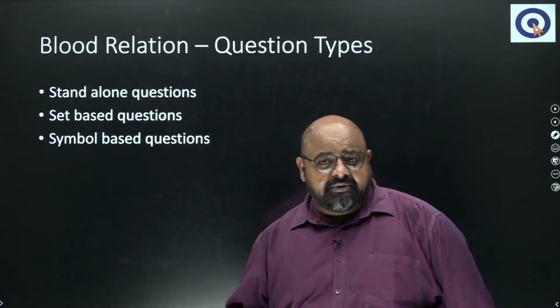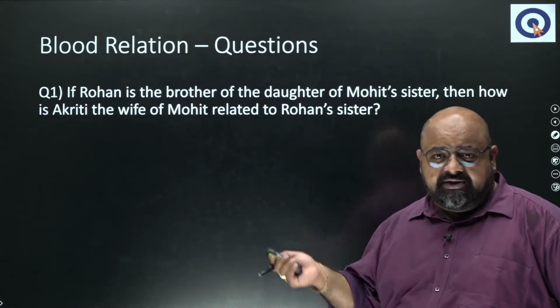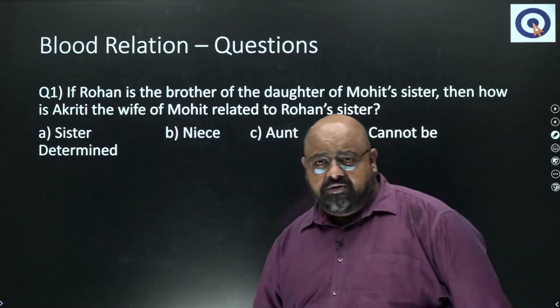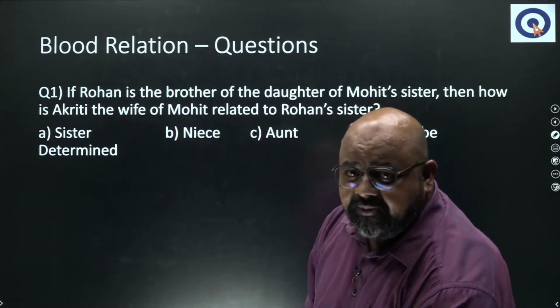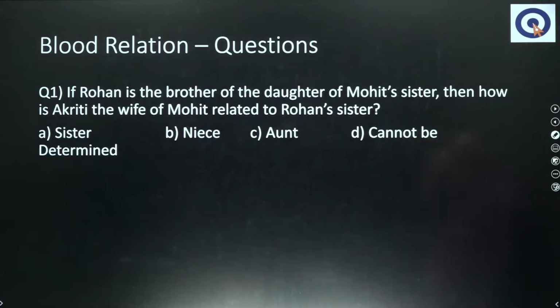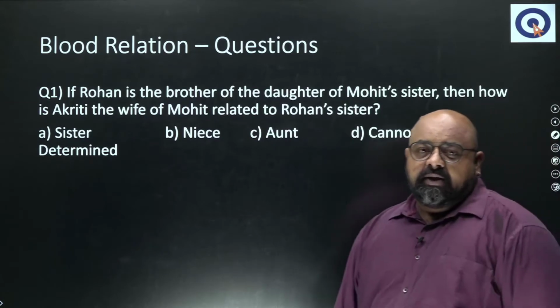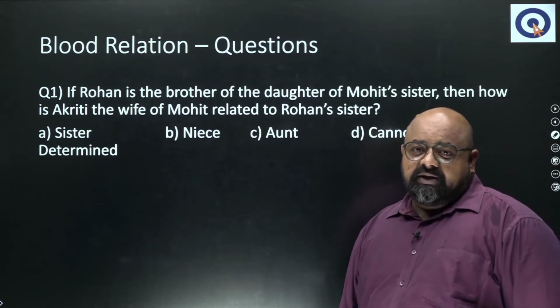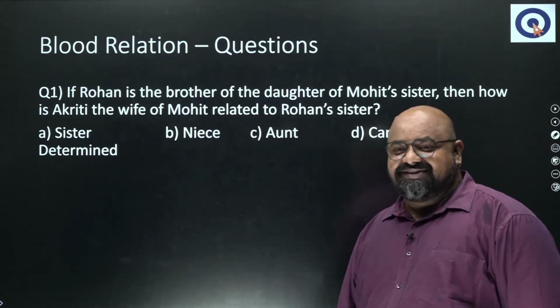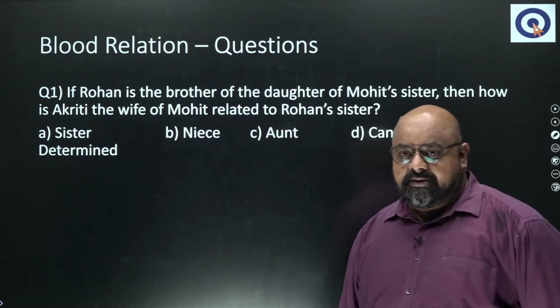And then there can be symbol based questions. Just to give you an idea, for example, look at this question. This is a standalone question. Just take a couple of minutes and answer this question. The question here reads, if Rohan is the brother of the daughter of Mohit's sister, then how is Akriti, the wife of Mohit, related to Rohan's sister?